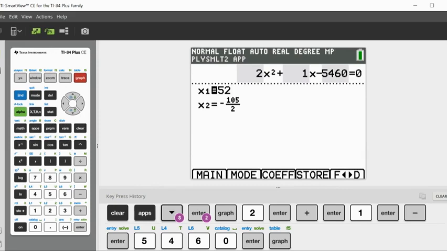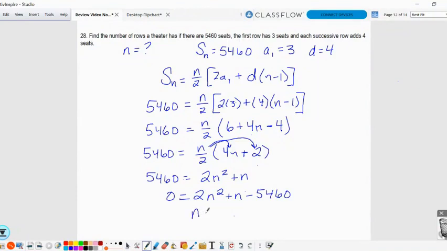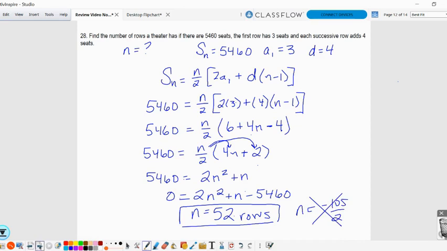And we have n could be 52 or n could be negative 105 over 2. So n is how many terms we're adding together. It must be a natural number, so 52 is our only reasonable answer. There's our reasonable answer if you want to remind yourself that there were 2. The other one was negative 105 over 2. Of course, that's unreasonable, so we'll eliminate that.